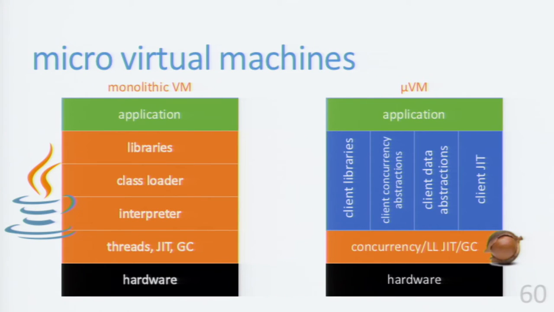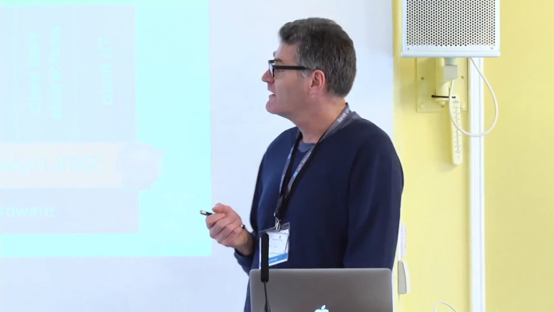So if you want to think about this in terms of virtual machines, I would say Java is a monolithic virtual machine. It has libraries and class loaders and interpreters and threads and JIT and garbage collection. What we're trying to build with a micro virtual machine is something much smaller with low-level primitives for concurrency and JIT and GC, and leaving the layer between the application and the micro VM as an adaptation layer that client languages will have to implement above the services that we provide at this level. So there'll be client libraries, like Java libraries, say, and concurrency abstractions that will be built out of the primitives that we offer from the micro VM.